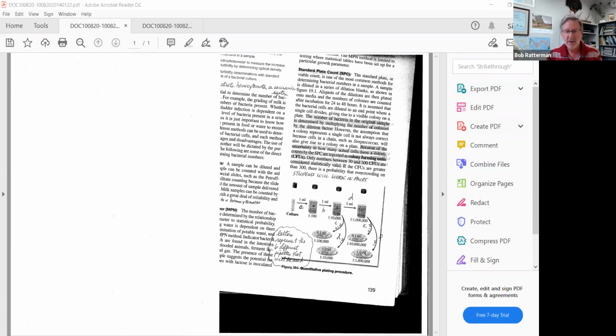And I'll be asking you to do 2 subcultures onto 2 more slants. The original unknown I will get back from you, and the 2 that you have subcultured will go into the incubator for 24 to 48 hours, and then those will need to be pulled and placed into the refrigerator so that we can then use those the following week as we begin our battery of tests on the unknown.